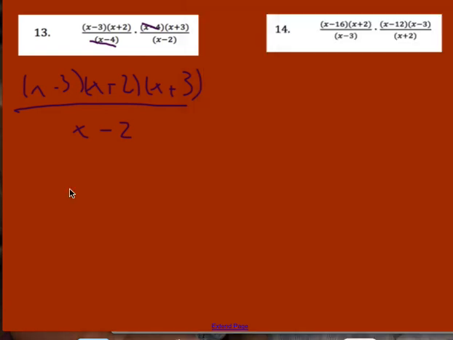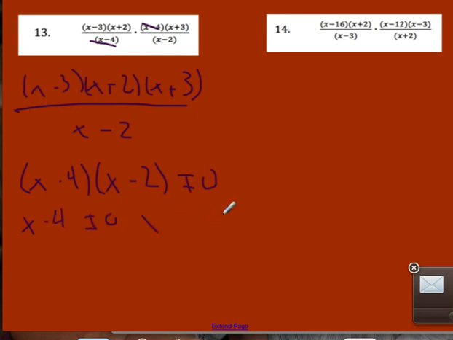Whoa, hey there, Google Drive. So we have x minus 4 times x minus 2, and we're saying that that cannot be 0. So x minus 4 cannot be 0, and x minus 2 cannot be 0. So that means that x cannot be 4 or 2 when you add those over to the other side.